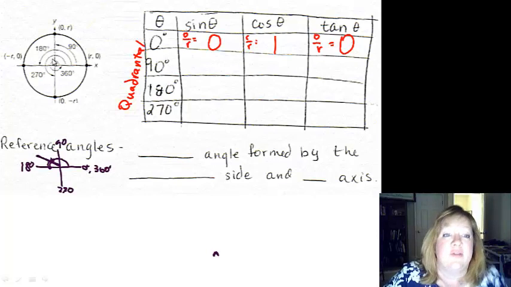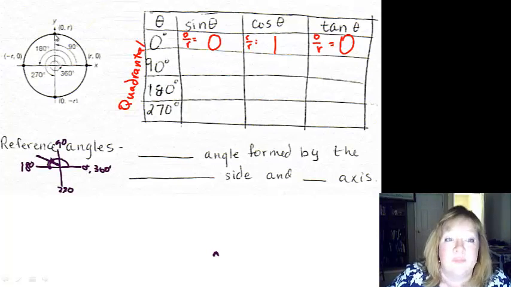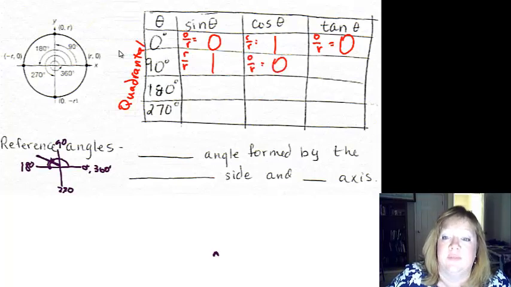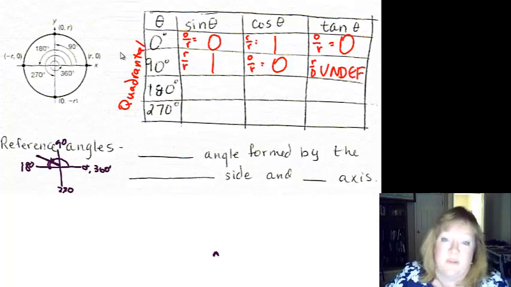Now if you do the same for 90, here is my point that's on the circle. X is 0, Y is R, and R is R. So at 90 degrees, Y over R is going to be R over R, which is 1. Cosine is going to be 0 over R, which is 0. And tangent is going to be R over 0. Well, whenever you divide by 0, that is undefined. So we'll put undefined. You can't divide by 0.